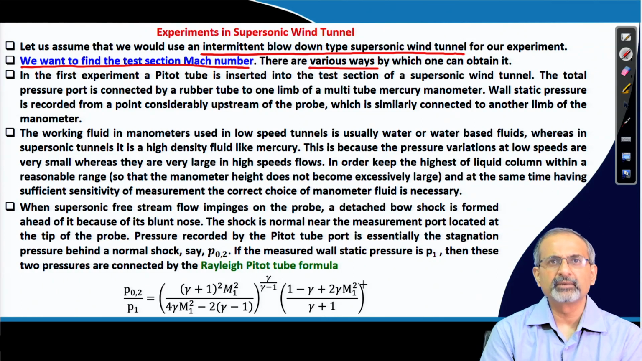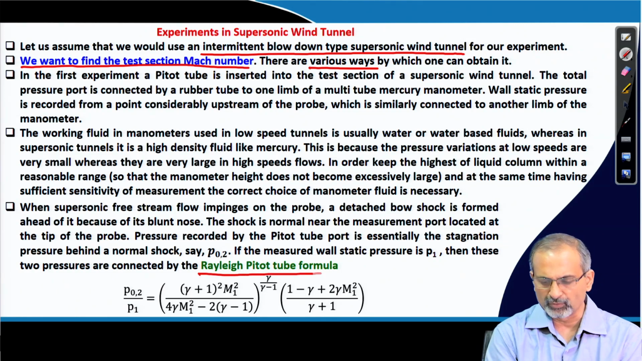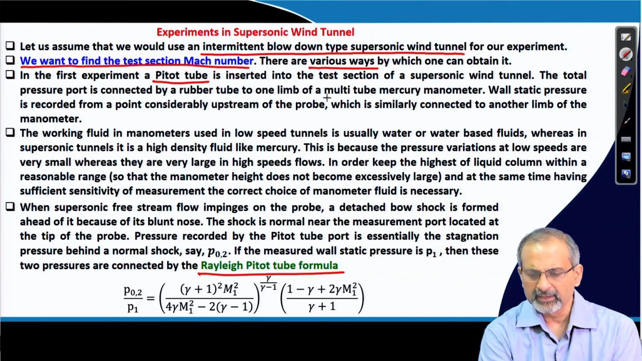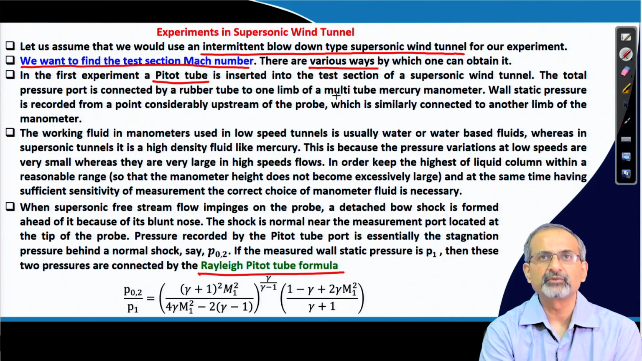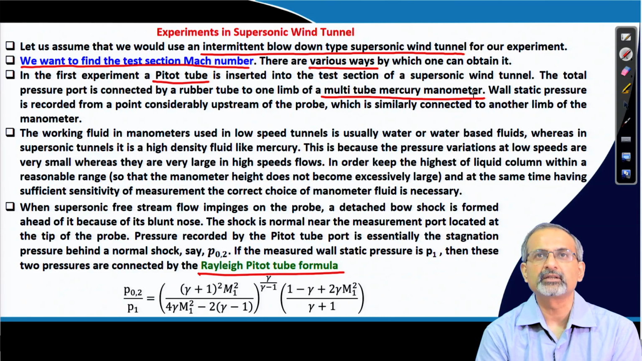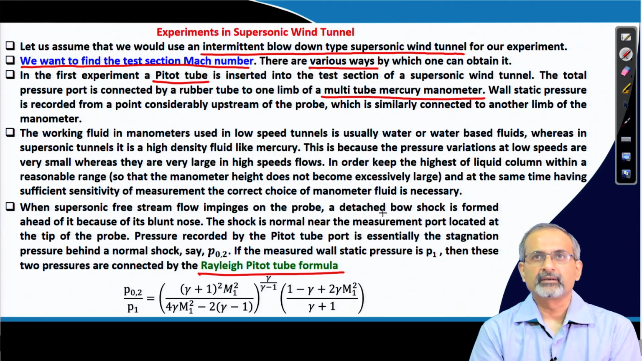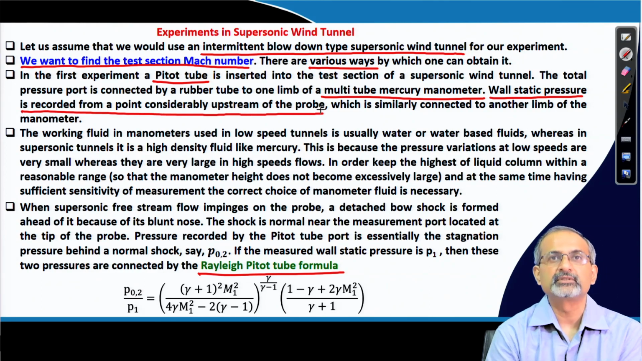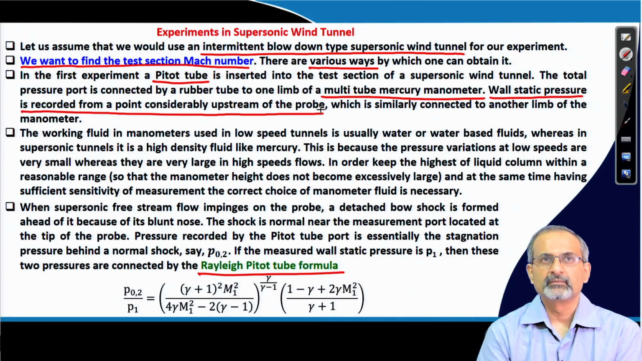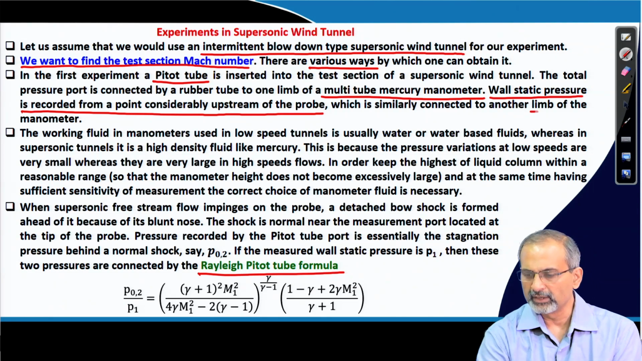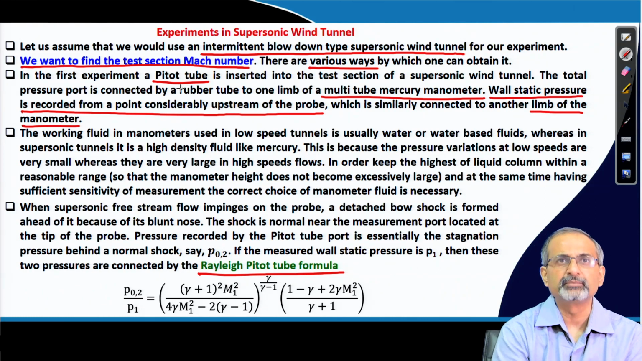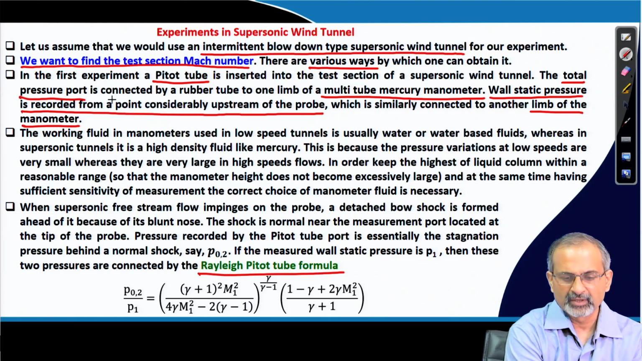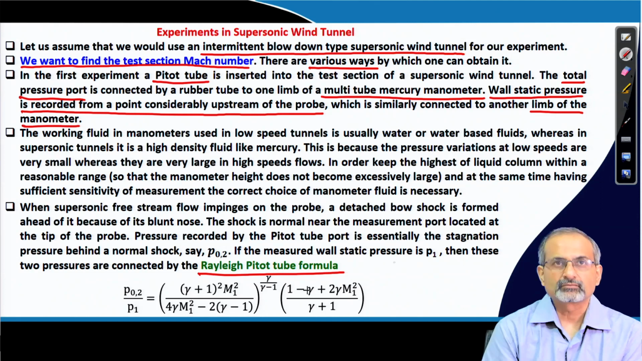In the first experiment, we will basically use the Rayleigh pitot tube formula, for which we certainly need to insert a pitot tube into the test section. Because of the higher pressures that we anticipate, we are going to use a mercury multi-tube manometer, and wall static pressure is going to be recorded from a point considerably upstream of the probe, and that will be connected to one limb of the manometer. The pitot tube, which is inserted in the test section, will record the total or stagnation pressure, which is connected to one of the limbs.